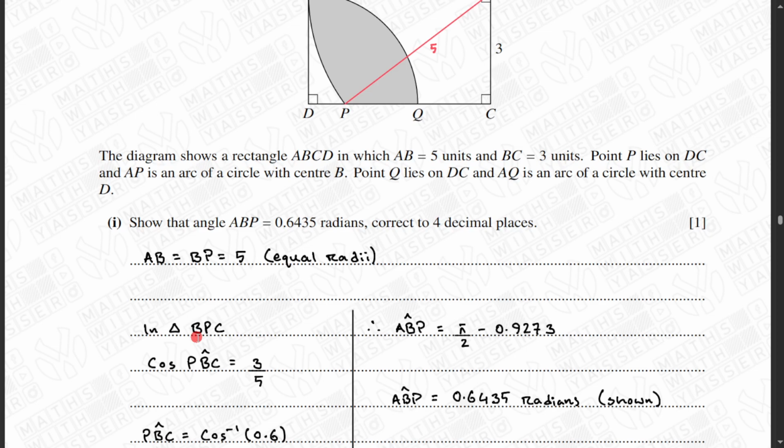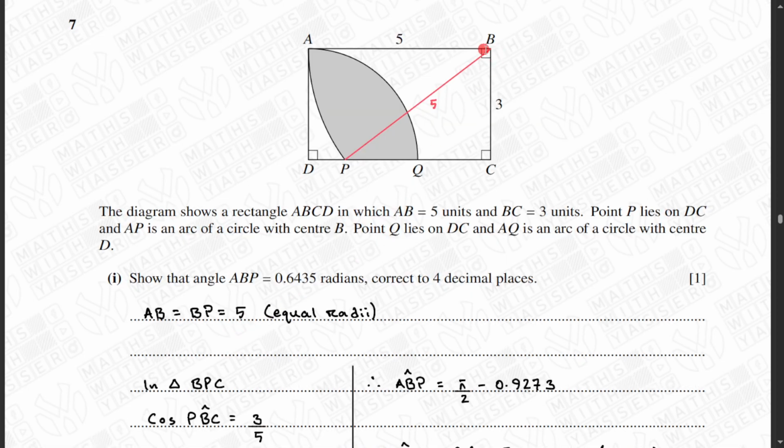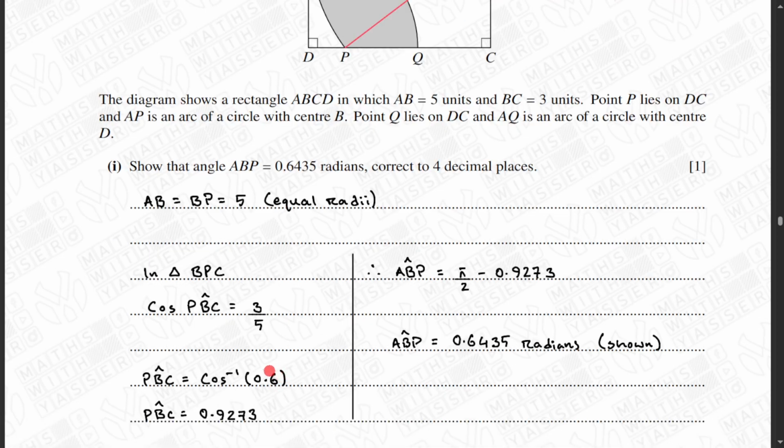Then in triangle BPC, cos PBC is equal to 3 over 5. So cos PBC, this angle, is adjacent over hypotenuse. So this is 3 and this is 5. That gives us PBC is cos inverse of 0.6, because 3 over 5 is 0.6. So angle PBC will be 0.9273.